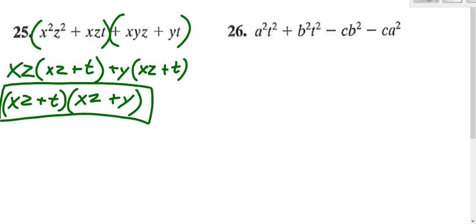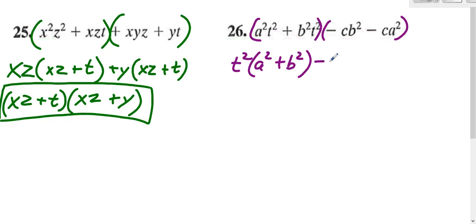Six also has four terms, so you're going to do the same thing, grouping. They both have a t squared, so we'll take out the t squared. And you're left with a squared plus b squared. In the second set, they both have a minus, so we'll take out the negative. And they both have a c. And then we'd have a b squared plus a squared.